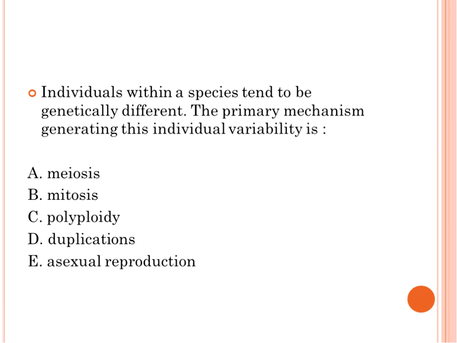All right, A, B, C, or D, guys. It says individuals, this is actually a tricky question, but if you were here yesterday, you might be able to get this one. Individuals within a species tend to be genetically different. So the primary mechanism generating this individual variability is what? So in other words, which one of those processes makes species genetically different? I'll give you a hint. You want to think, what process prepares cells to reproduce through sexual reproduction? That's going to give you the answer, because that's what makes things genetically different. So I'll give you guys 10 seconds. And if you were here yesterday, you'd probably definitely know this.